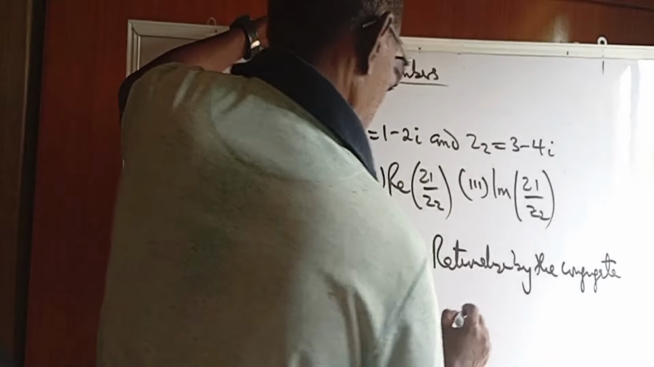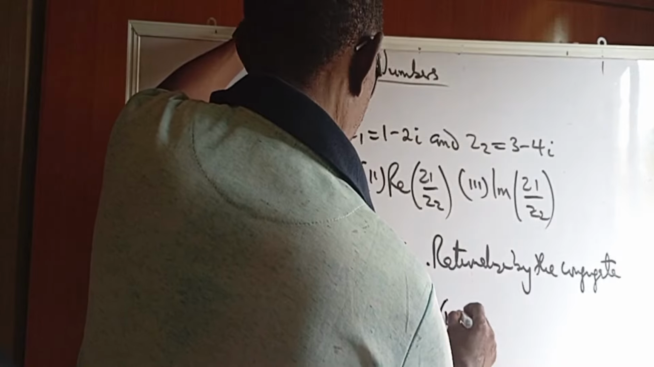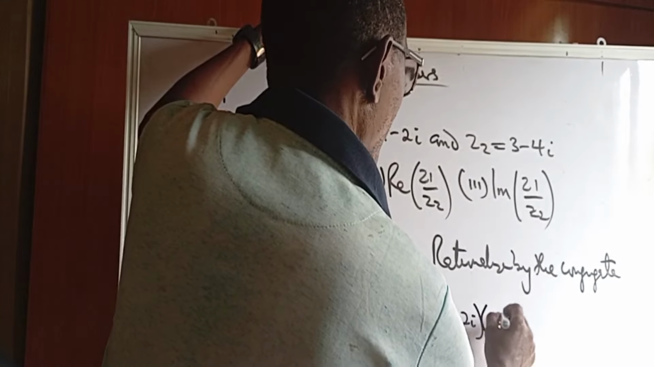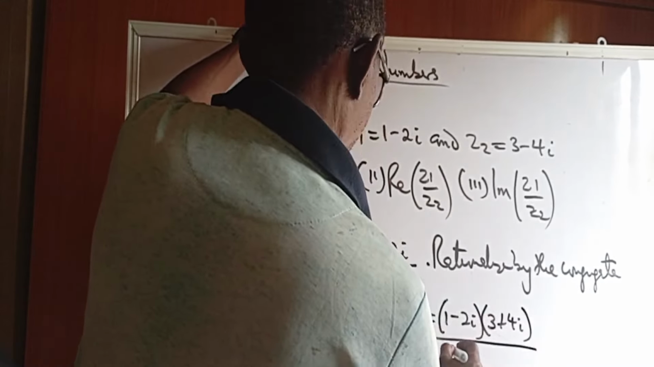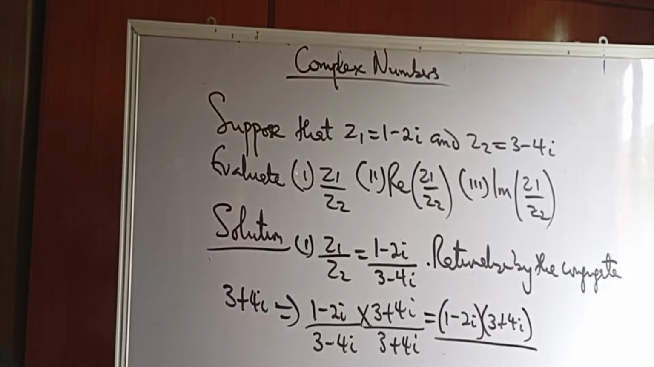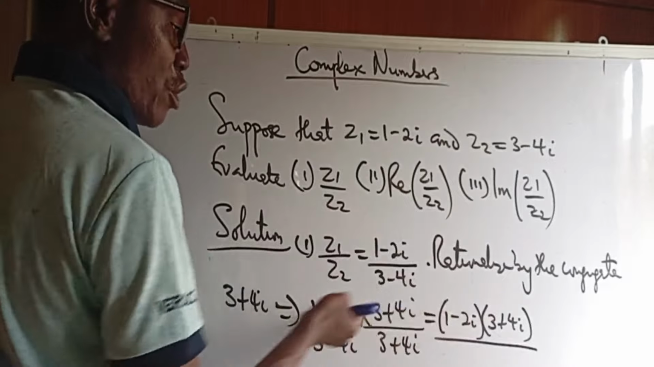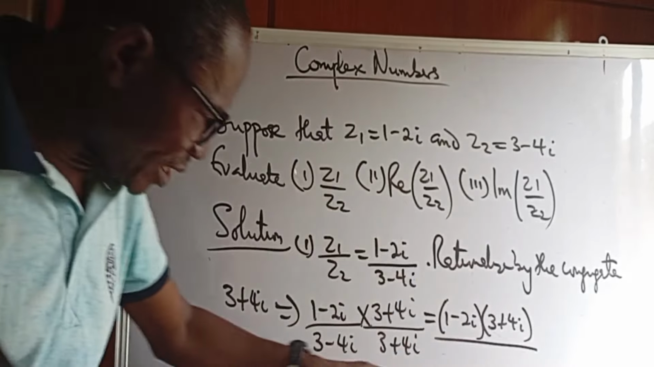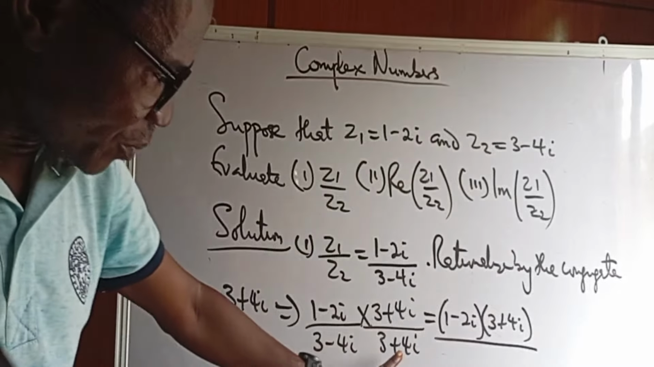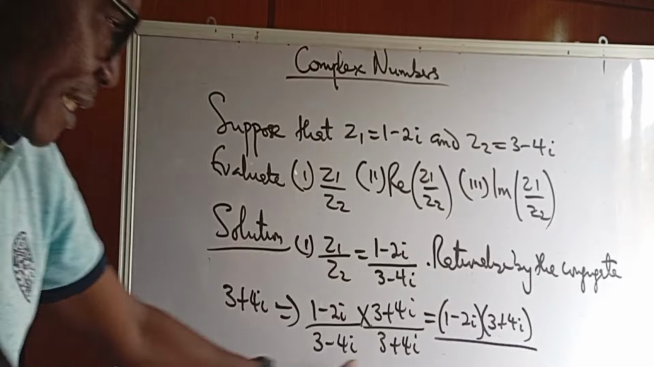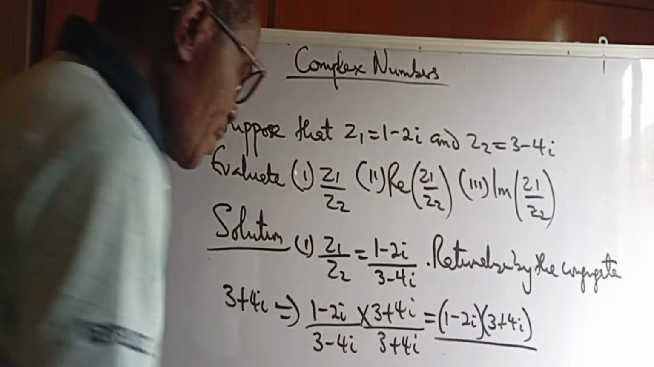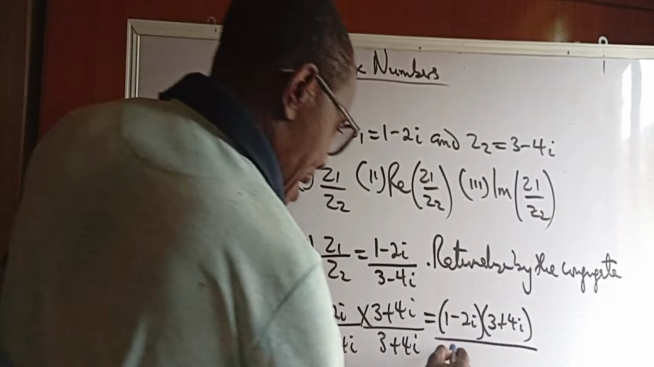So to make it easy, you can put them together: 1 minus 2i, 3 plus 4i, all over. Now, let me quickly tell you one secret so that I don't waste your time. You may not have enough time in your examination, since it's a computer-based test. Instead of expanding the denominator, look at these terms. This one is negative, this one is positive. They cancel out. Since they have the same values, multiply 3 by 3, that is 9.